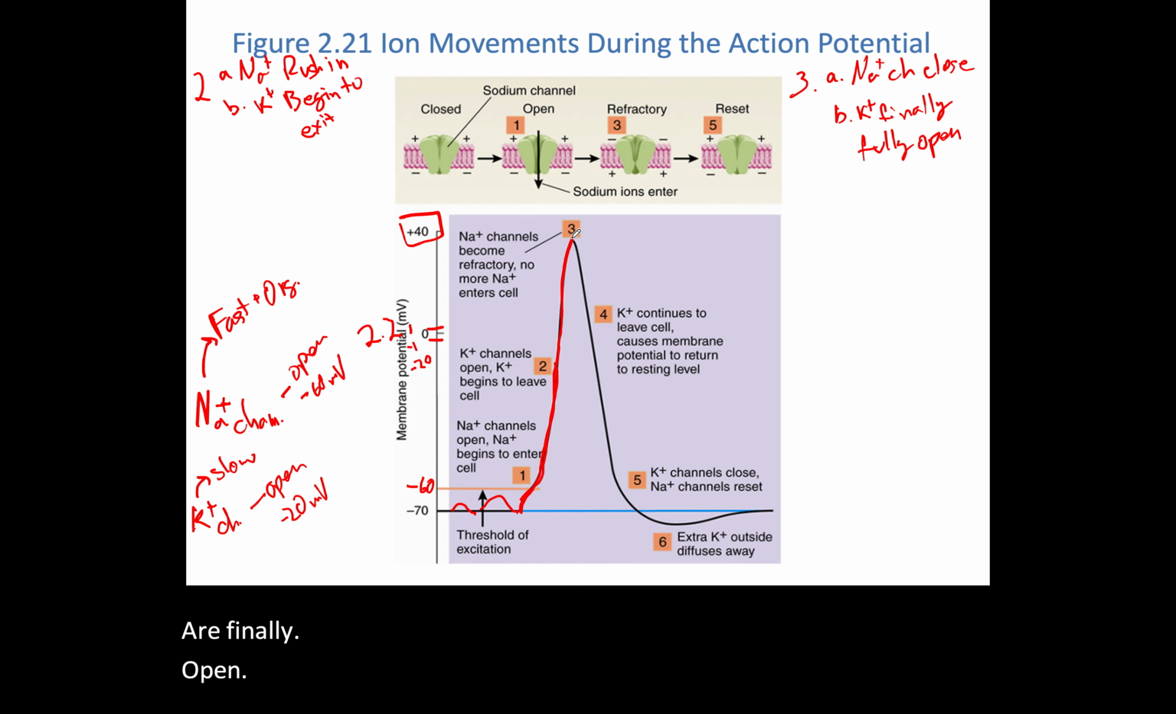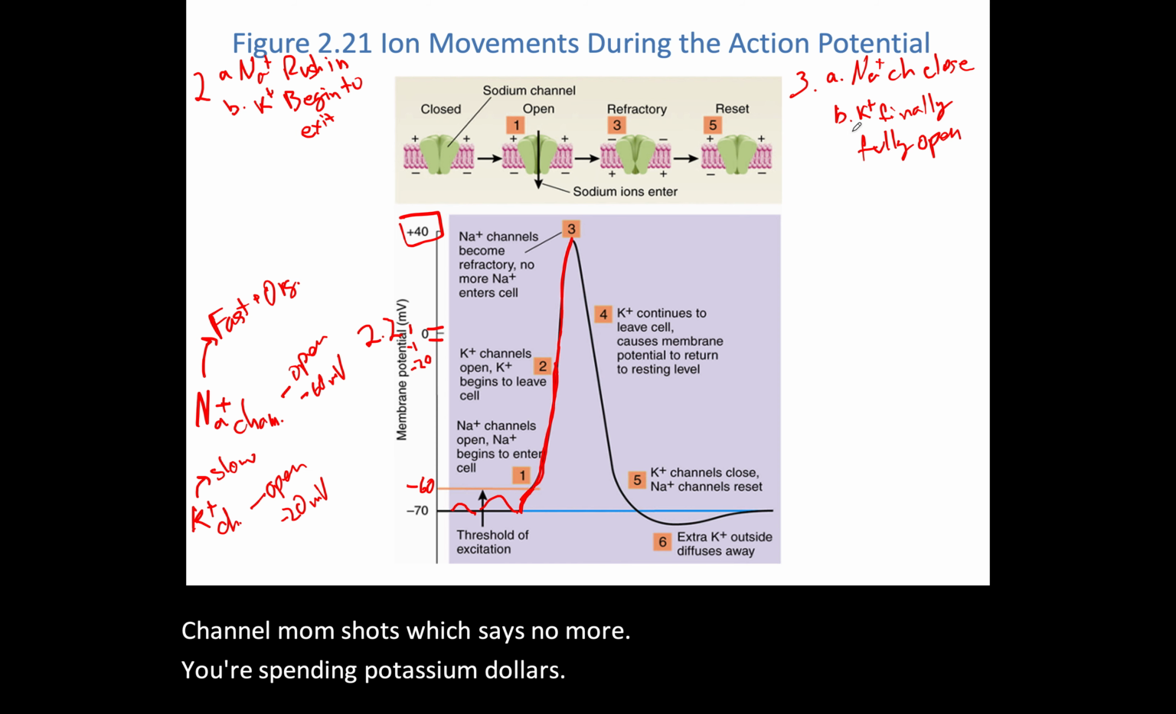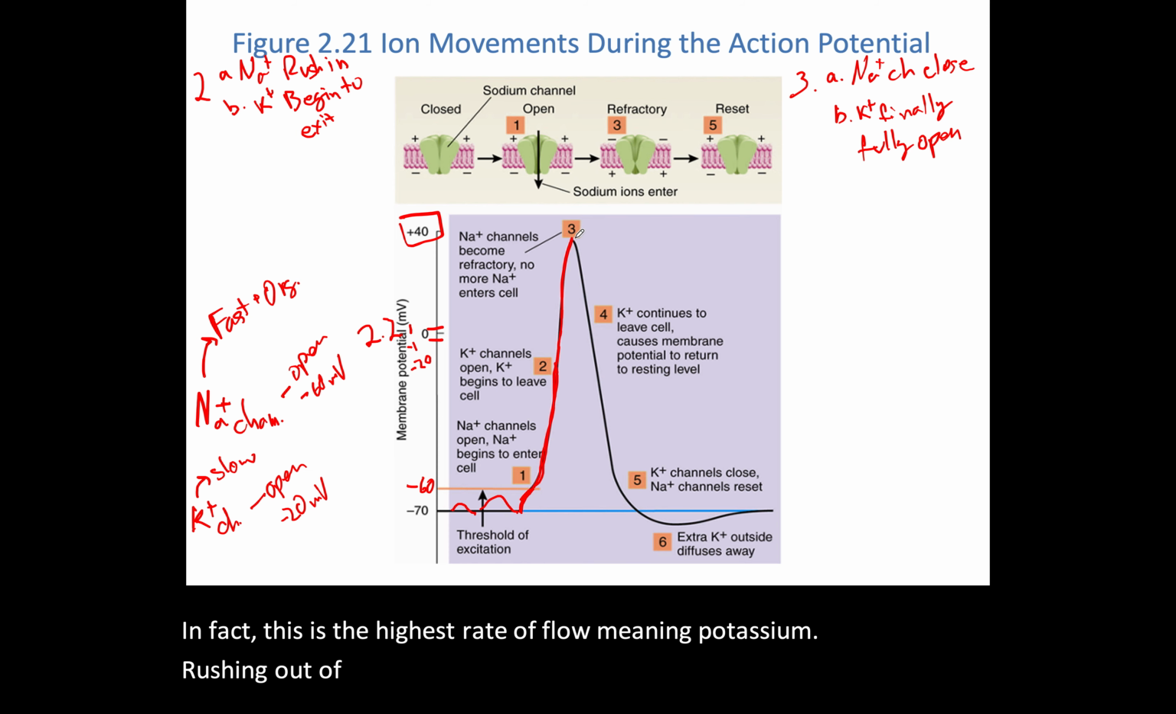So at stage 3, sodium is no longer coming in. Mom stopped sending you money. If mom was sending you sodium dollars, the sodium channel mom shuts, says no more. Simultaneously, you're spending potassium dollars really fast. In fact, this is the highest rate of flow, meaning potassium rushing out of the cell, that we ever get.